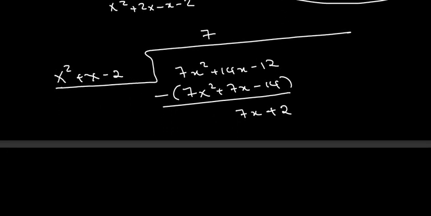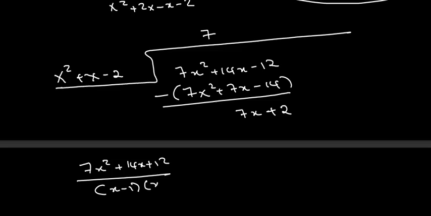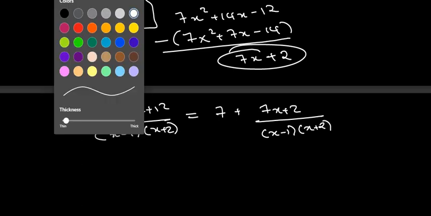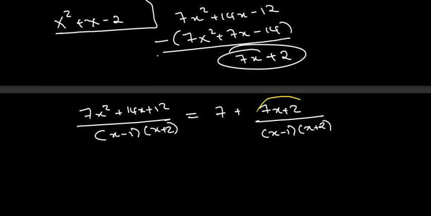So the whole expression now has been simplified a little bit. We have 7x squared plus 14x minus 12 divided by these two. I'll put them the way they were, which is x minus 1 and x plus 2. When we divide this into that, it gives us 7 plus the remainder, which is at least of a lesser degree, over x minus 1 and x plus 2. Now this is the part that you're going to write in partial fractions. It's not yet done. We have to break this now into partial fractions.